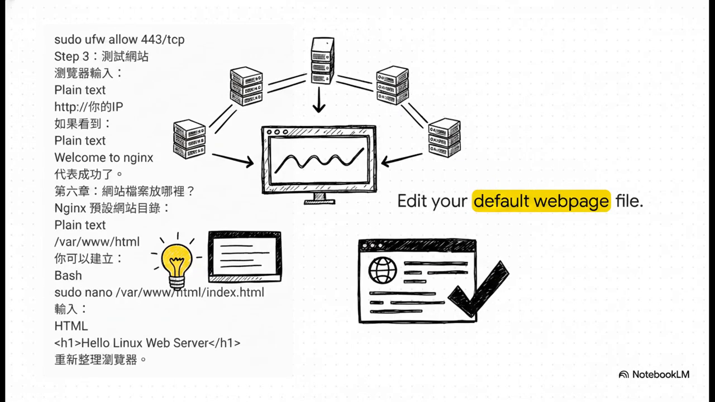So next up, where do your actual website files go? Well, by default, Nginx is going to look in the directory /var/www/html. If you navigate over there, you can create or edit the index.html file. You can use a simple terminal text editor like Nano and just type an HTML header tag that says something like Hello Linux Web Server. The exact second you save that file and refresh your browser with your server's IP address, there it is, your website is born.